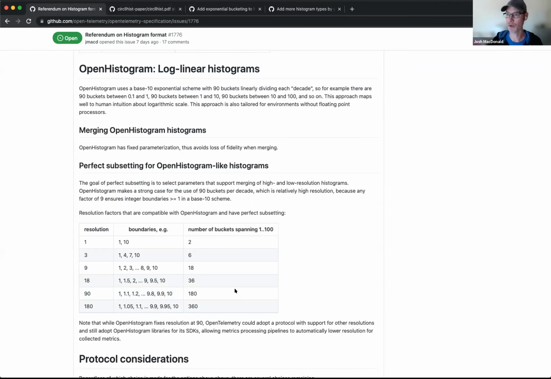And I think the thing that people don't like about open histogram is that it's too high resolution. But if we just take the same perfect subsetting idea from OTEP 149, apply it to open histogram, this is what you get. It makes some good sense. So if I have only 18 divisions per decade, I end up with these fairly nice round numbers as well, 1, 1.5, 2, up to 10. Those are nice because they actually align with Prometheus boundaries. The default boundaries in Prometheus happen to fall into this category.